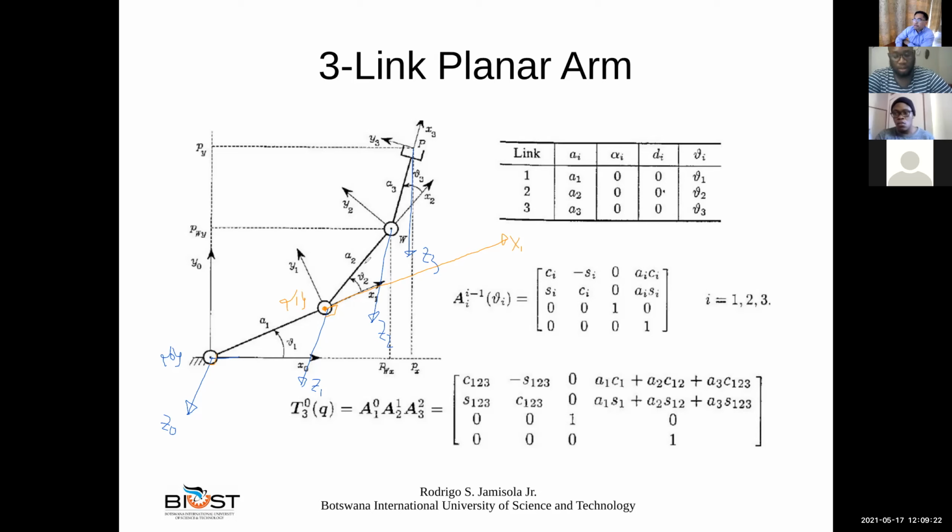Okay, next. Where is your x2? Again, your x2 can be anywhere. I want my x2 to be here, again on the plane of the paper. It's perpendicular to z2, but is that perpendicular to z1?